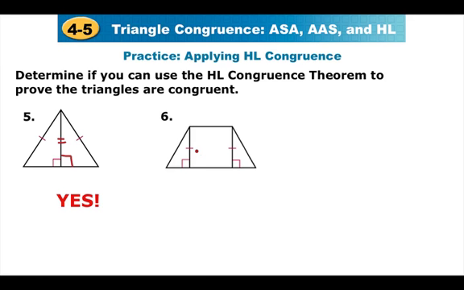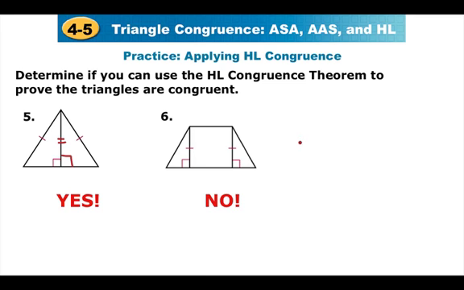6. This is the given information for number 6. You have that this is congruent to that. You have two right angles. Is there enough information to show that these two triangles are congruent by HL? And the answer is no. Why? Because you're not given any information about the hypotenuse, so you cannot assume that these two triangles are congruent by HL. You cannot assume that the hypotenuse is congruent, so there's not enough information to show that they're congruent by HL.